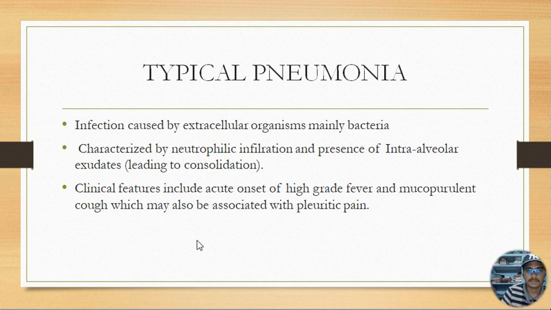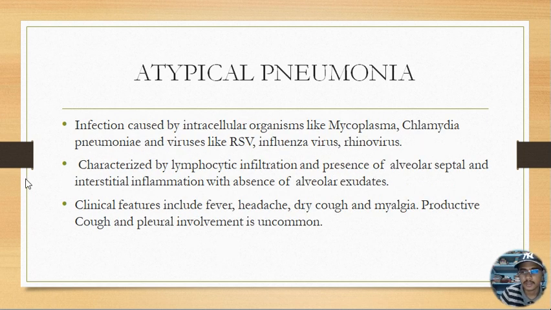The clinical features of typical pneumonia are a high grade fever and a mucopurulent cough, which may also be associated with pleuritic pain. And atypical pneumonia is caused by intracellular organisms like Mycoplasma, Chlamydia pneumoniae, and viruses like RSV, influenza, and rhinovirus. So typical pneumonia is characterized by neutrophilic infiltration, whereas the atypical one, which is also called viral pneumonia, is characterized by infiltration of lymphocytes and presence of alveolar septal thickening.